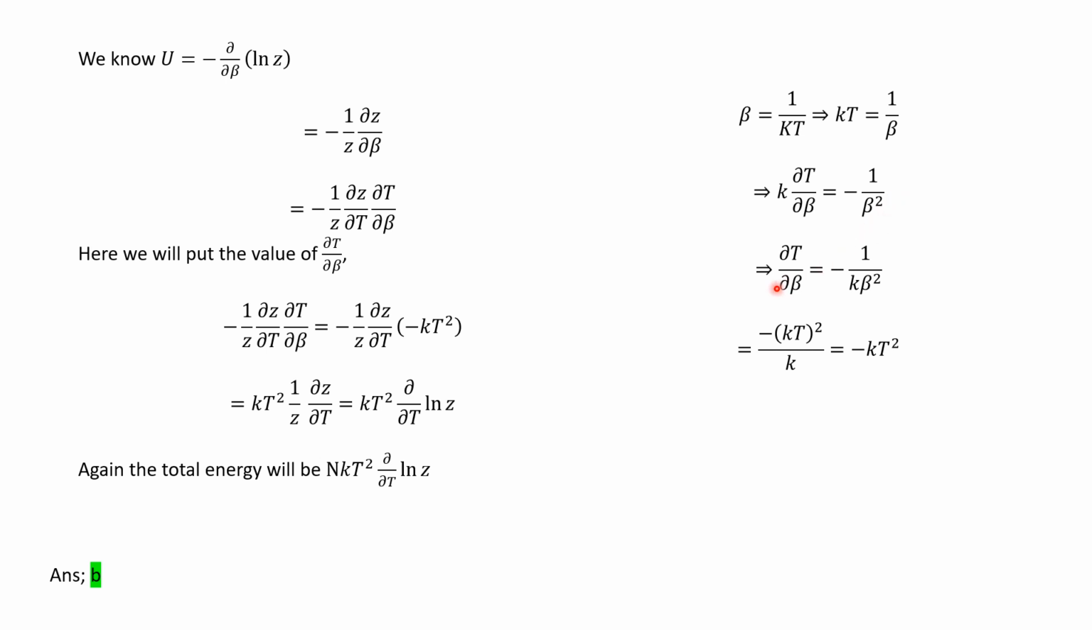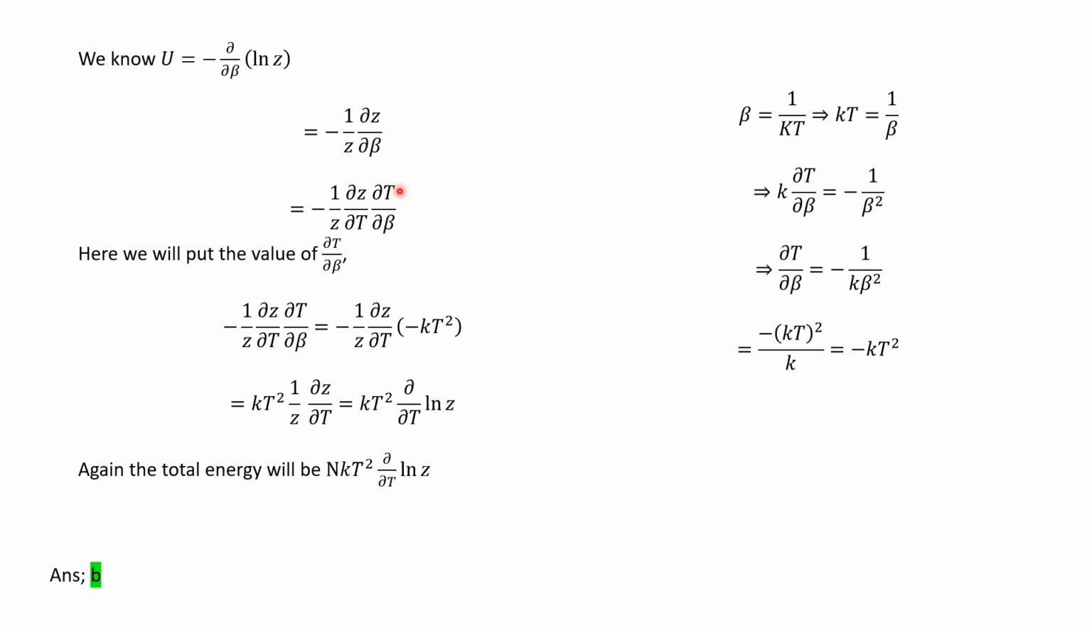And from here we can get del T by del beta equal to minus 1 by k beta square. Because we know that beta is equal to 1 by kT, by putting the value of beta here, we can find the final result as minus kT square. That is, del T by del beta is equal to minus kT square. And here minus 1 by Z del Z by del beta can be written as minus 1 by Z del Z by del T into del T by del beta.